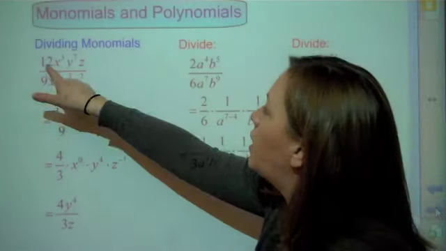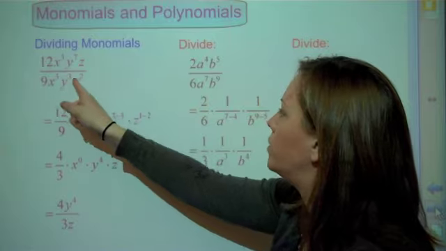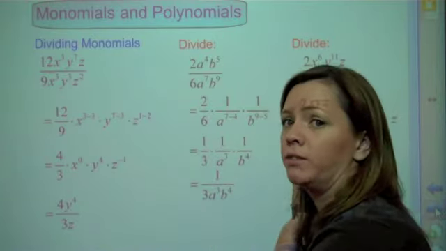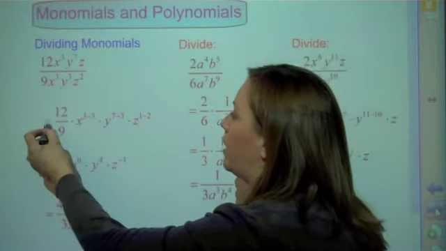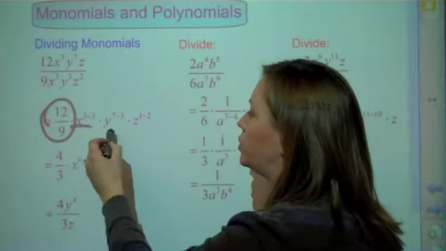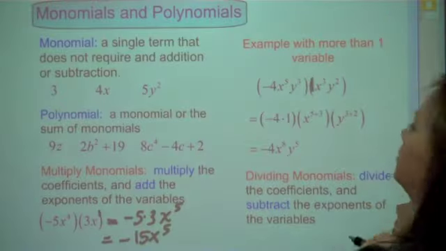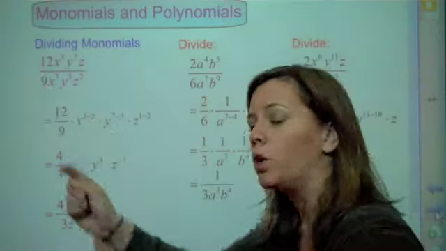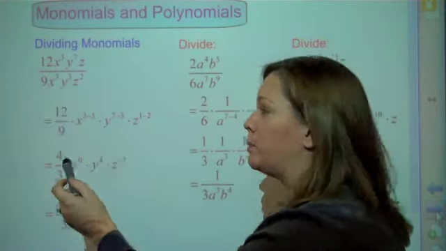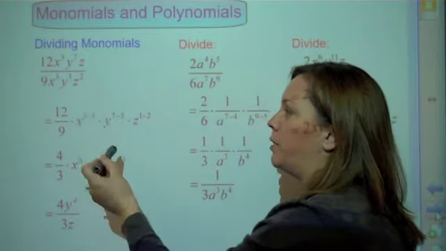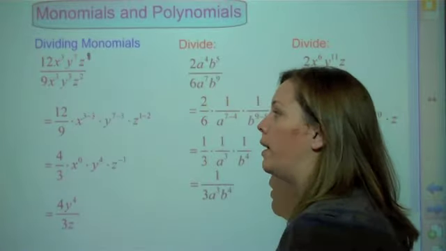So here we have 12x to the 3rd y to the 7th z divided by 9x to the 3rd y to the 3rd z squared. I'm going to show you a few different ways of dealing with division, but in this case what I'm going to do is separate out each component. So we're going to look at the coefficient, the x term, the y term, and the z term all separately. So we have 12 over 9 are the coefficients, so I'm going to write that as the fraction 12 over 9. Then my x terms, remember we subtract the exponents, so we'd have x to the 3 minus 3 times y to the 7 minus 3 times z to the 1 minus 2.